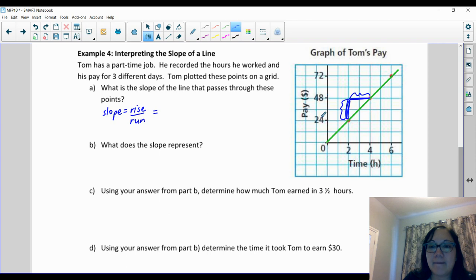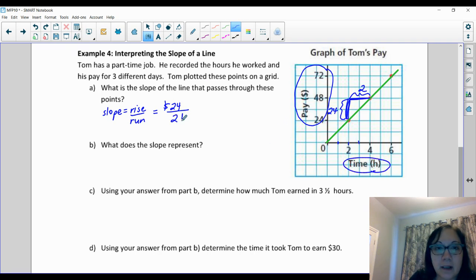So the rise is 2 squares, but each square here is not worth 1. Each square is worth 12. So I actually went up 24 as my rise, and my run is 1, 2, 3, 4. So my run is 2. So you have to be careful. It looked like the slope was going to be 2 over 2 if you didn't look at the actual numbers and units over here. So the rise was actually $24, and the run was 2 hours. Don't forget about the units. When we reduce that, that becomes simplified to be $12 an hour.